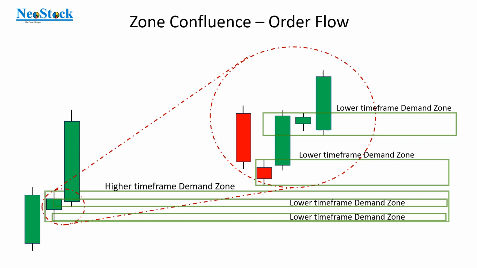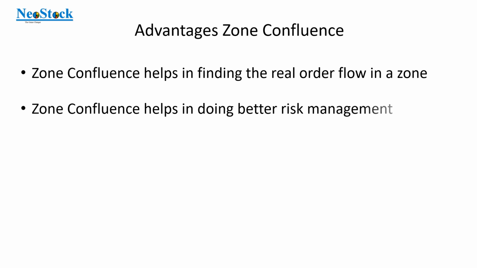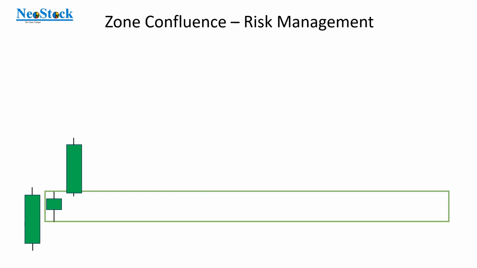So this is one advantage of going for zone confluence. Any other advantages? We have one more advantage. Zone confluence helps in doing better risk management. It always helps in doing better risk management. How? Let me explain with an example.